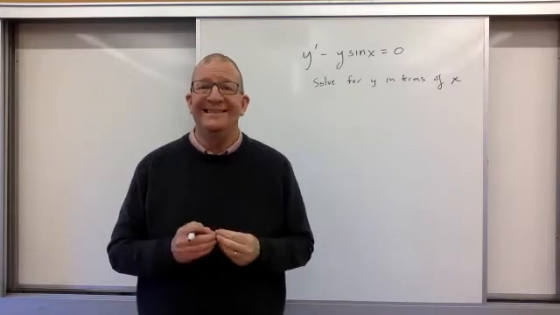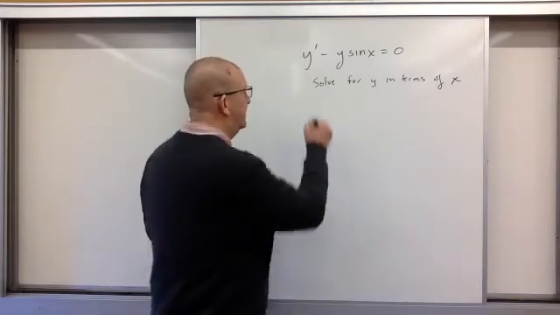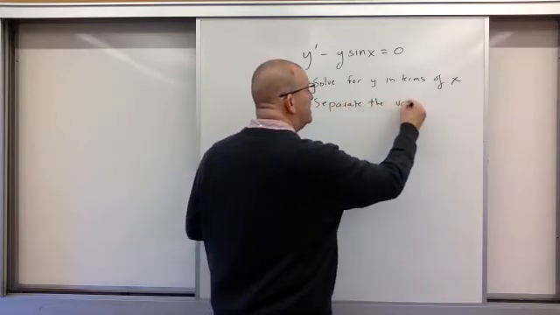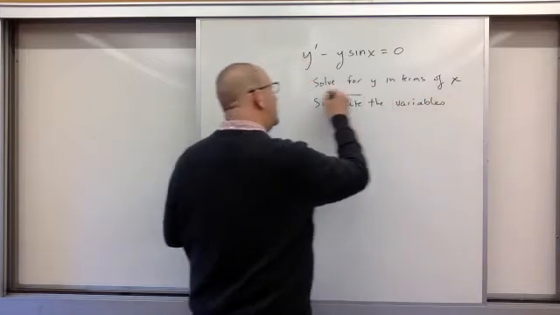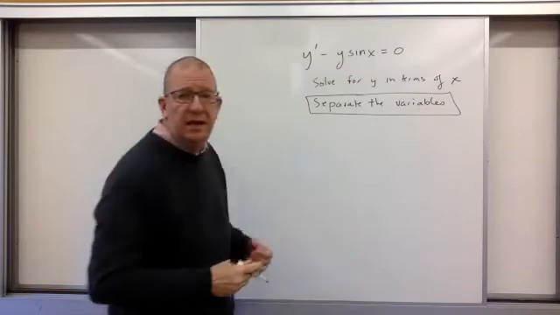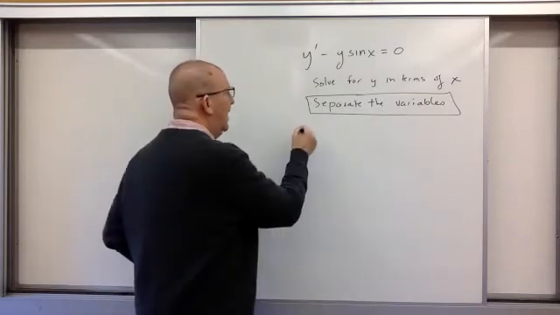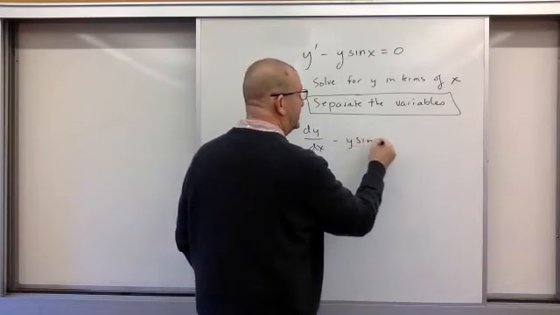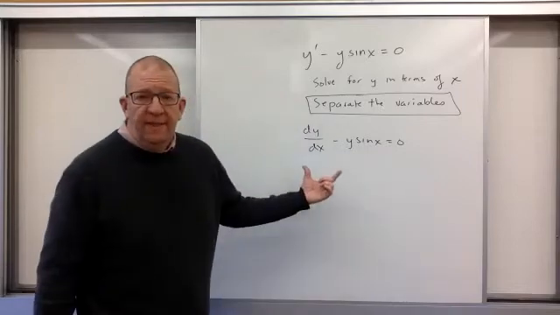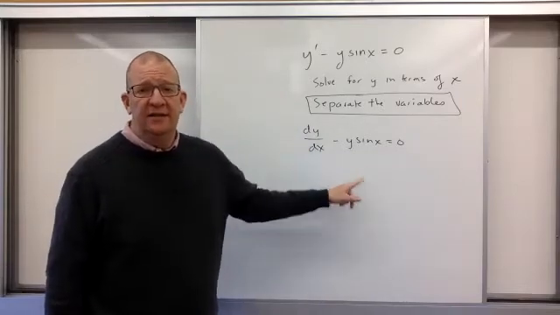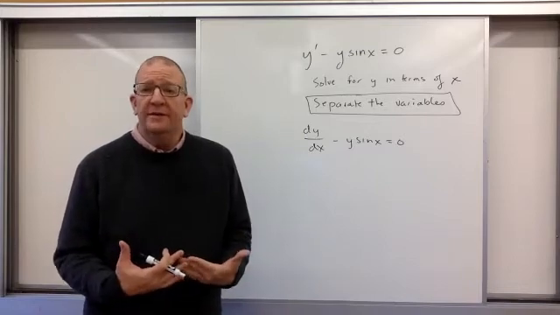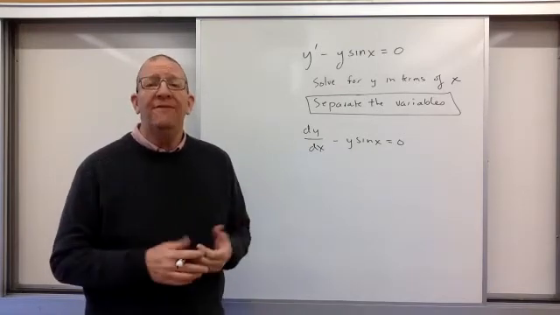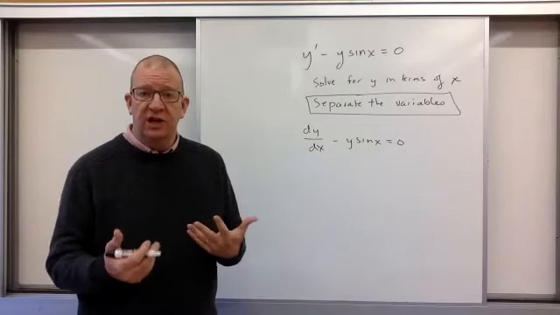It's called separate the variables. Now, we're going to talk a lot more about this as we solve more of these problems in the future, but this is your key step. So let's replace the y prime with a dy dx minus y sine x equals 0. So you can see here that we have y's and x's. And the good thing for you in this introductory calculus course is that we're only going to be dealing with two variables. And they're all going to be fairly straightforward when it comes to solving for them.